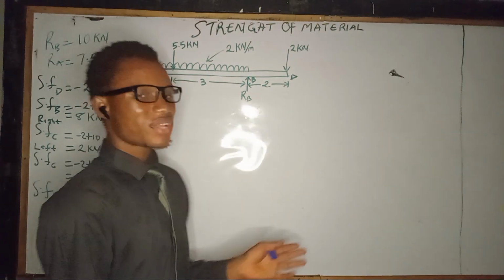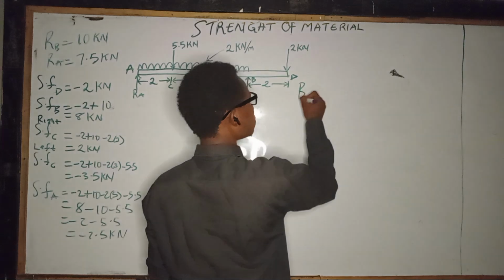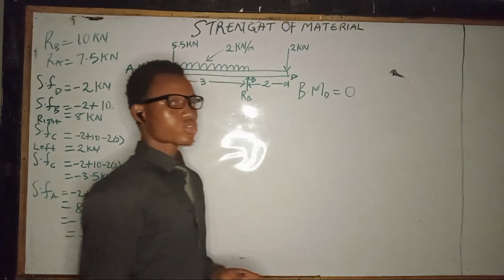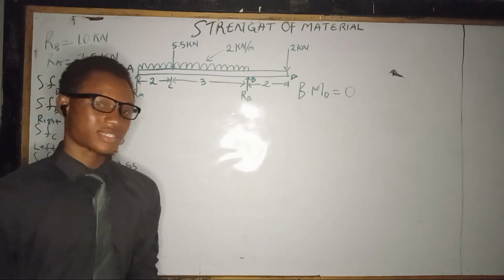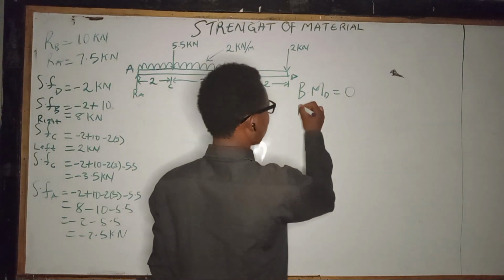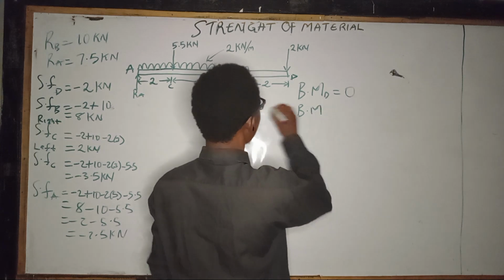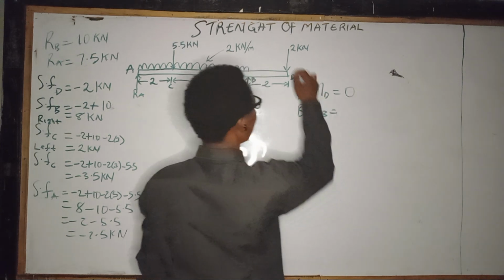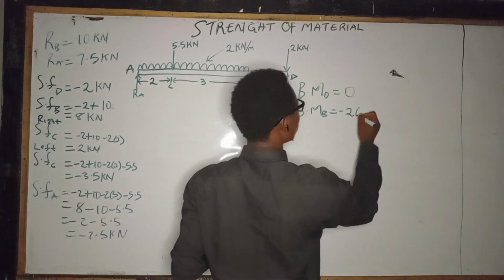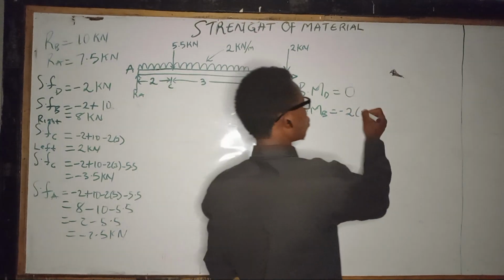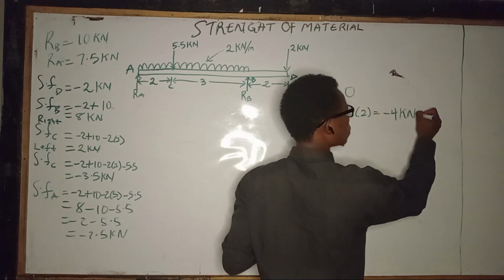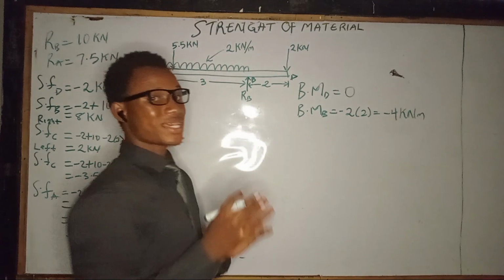Now we move on to the bending moment. Our bending moment at D is obviously zero because no force is applied at a distance from it. Now for our bending moment at B, we are going to be using minus 2 times the distance. So we have minus 2 times this distance here, which is 2, equal to minus 4 kilonewton meter. That is the bending moment.